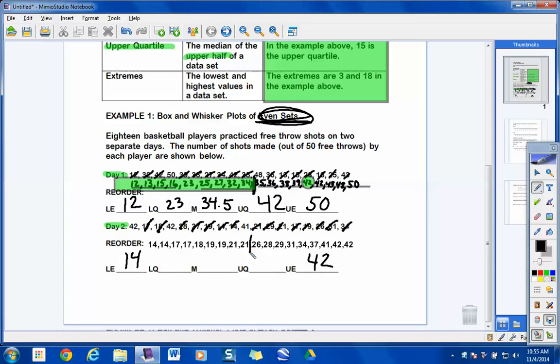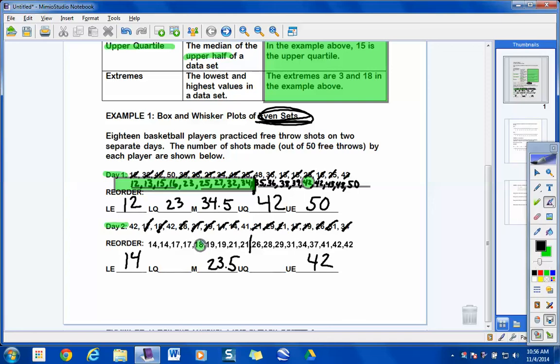23.5, I agree. Now, that's quartiles. You look at them as two sets. You look at the lower half, you look at the upper half. What's the middle of the lower half now? 18 right here. Let's just check it and see.